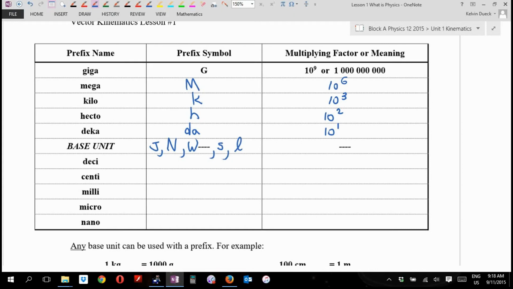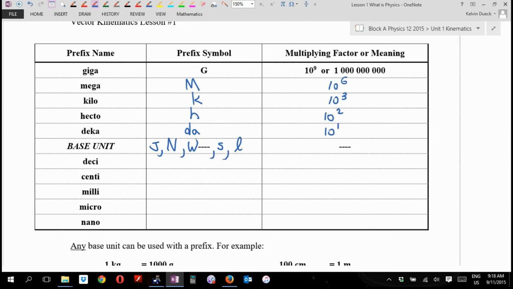After peta is... if you know. Zeta? Nope. Close. So exa comes next, capital E, and that's 10 to the... giga, 10 to the 9th, peta, 10 to the 12th, exa, 10 to the 15th. What's after that? I don't know yet. You guys might, because we seem to be making stuff bigger.